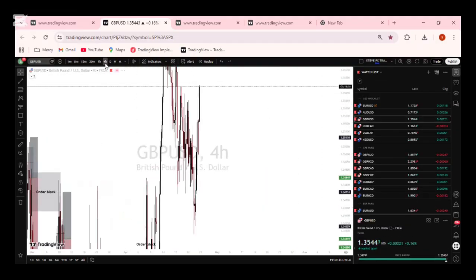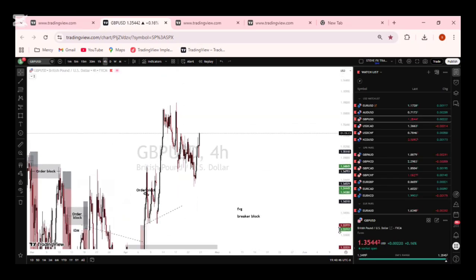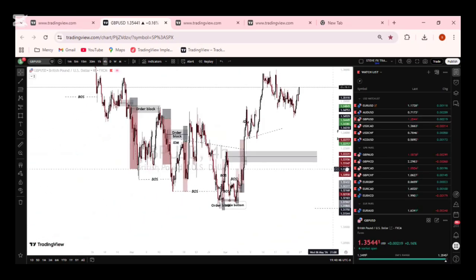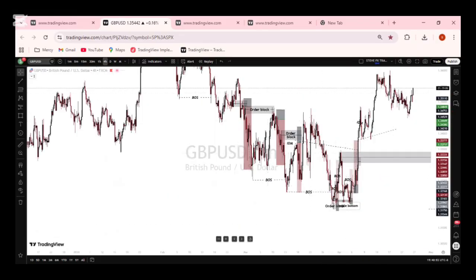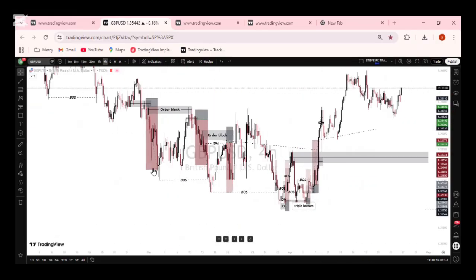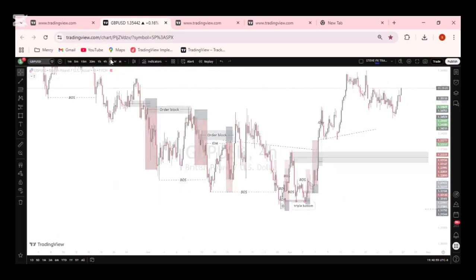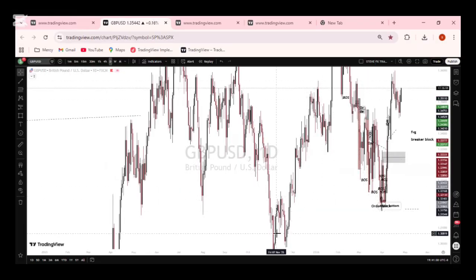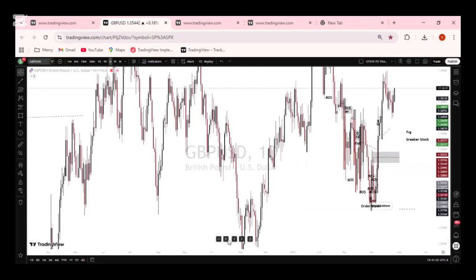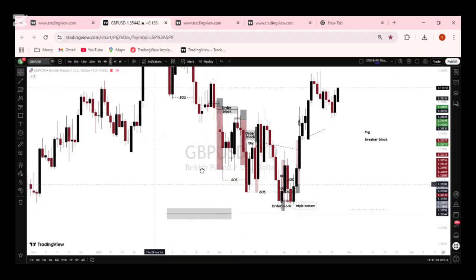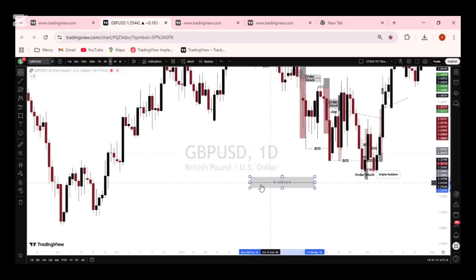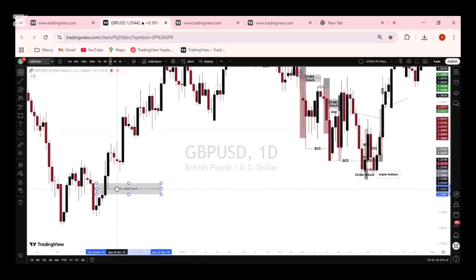For GBPUSD. All right, so this was also GBPUSD. So we go to our higher time frame and we indicate our higher time frame swing point. So we had market reacting from a strong point of interest.